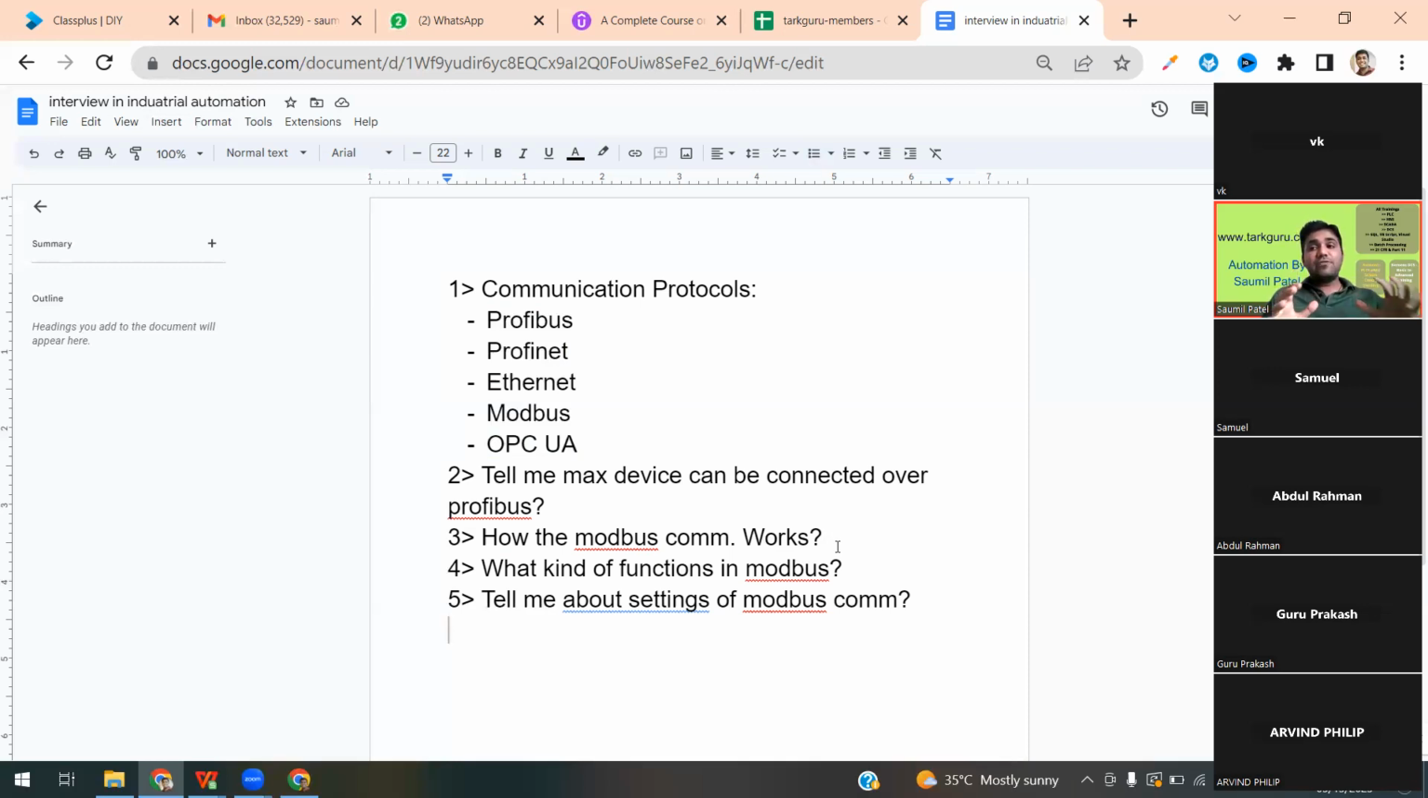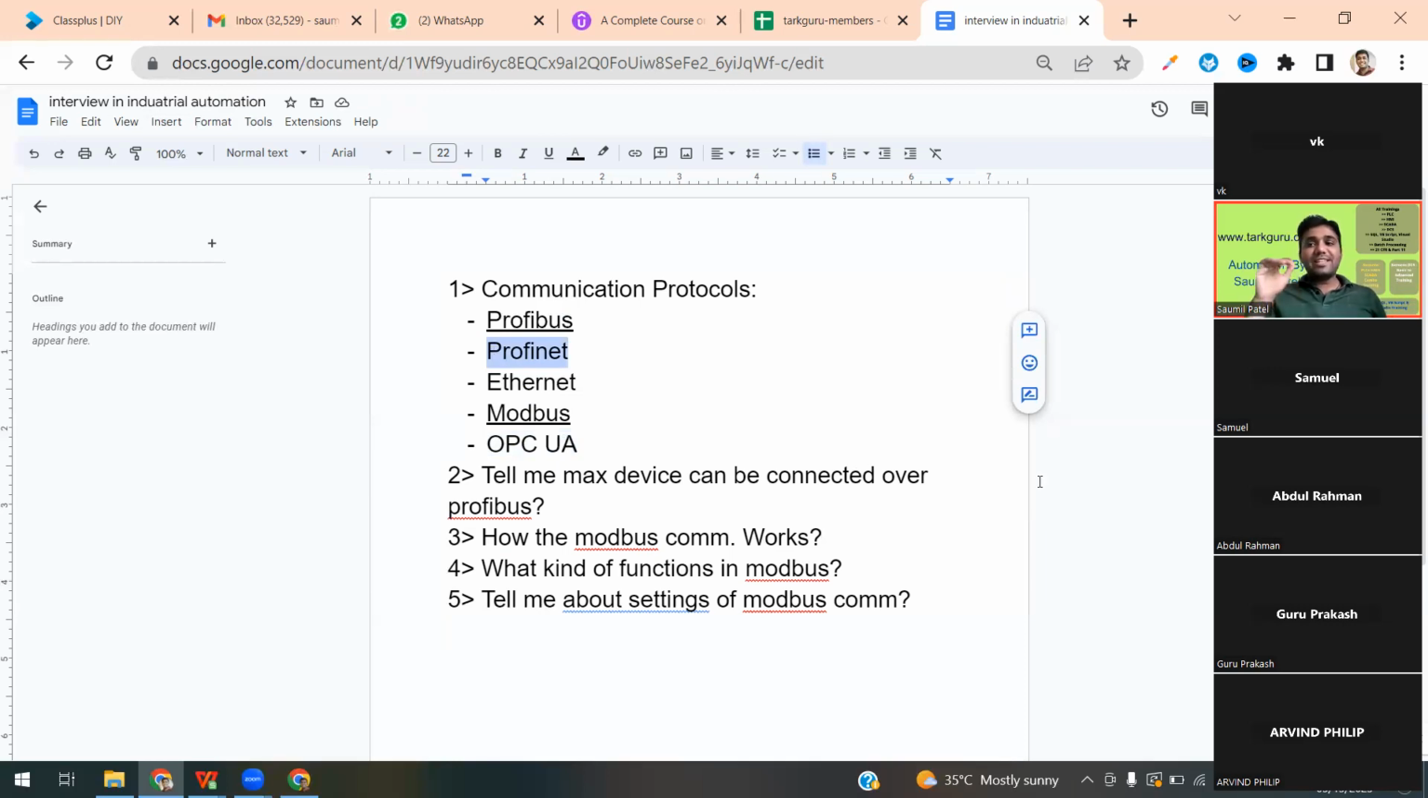Is there any question from your side, guys, regarding the communication protocol? And this is the basic one. Profibus is generally asked by the interviewer. Modbus is generally asked by the interviewer. You need to prepare OPC UA, Ethernet, and Profinet. That is the beneficial part, if you know all these protocols.